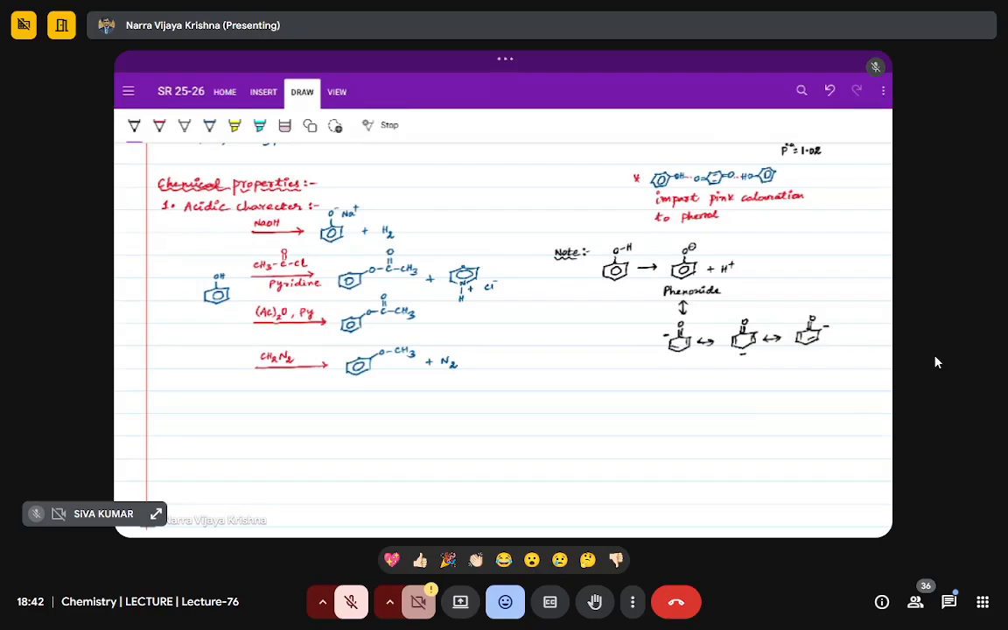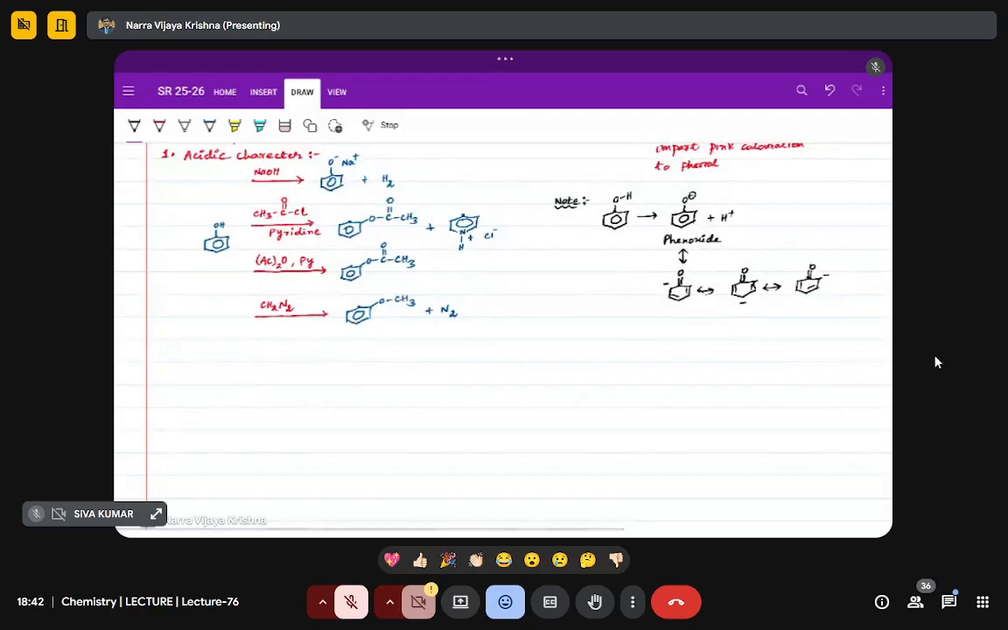Acylation reactions. Second reaction, sir. Acylation reaction.